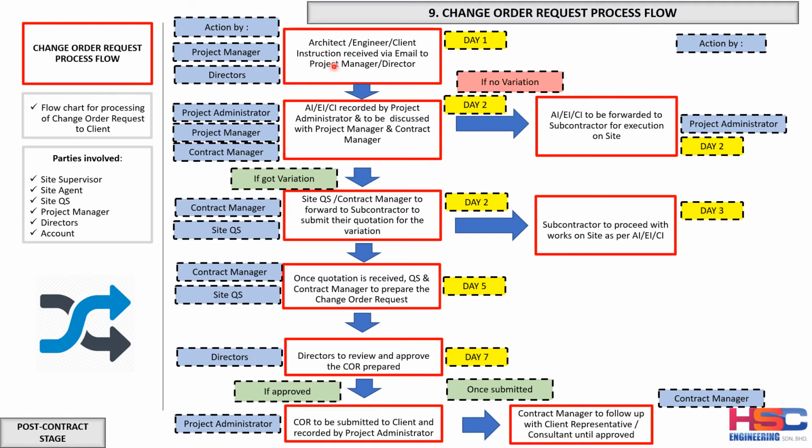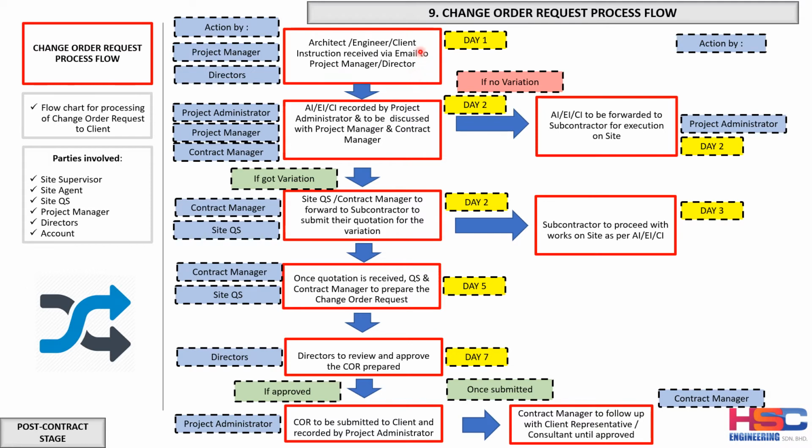Okay, first, the architect, engineer, or client will give the instruction. Normally, these are the stakeholders that will give the change. It's either the client's architect, the client's engineer, or the client themselves. But sometimes the specialist subcontractor or the subcontractor itself may request changes, for whatever reason in the project.